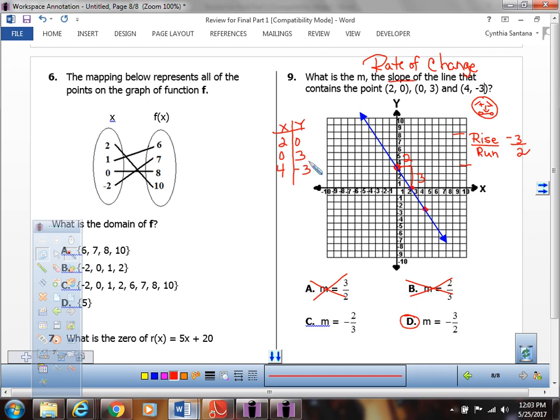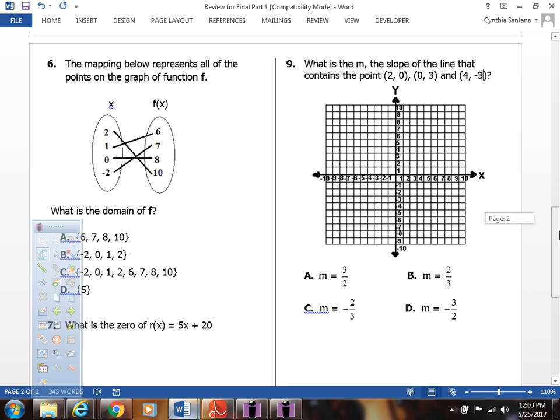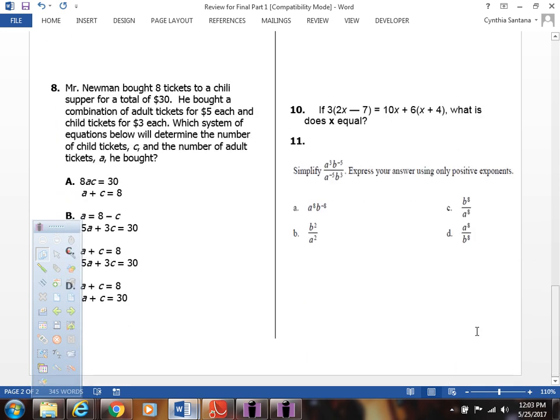So if you want to do that on the test, you can. Those of you who are really good at spreadsheet in your calculator, do that. You can also use your formulas, those of you, the slope formula. And there's lots of ways to do slope.